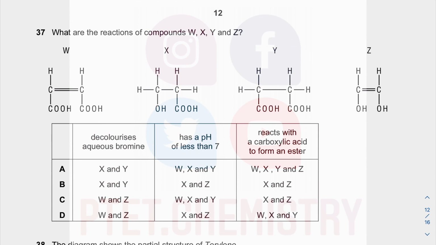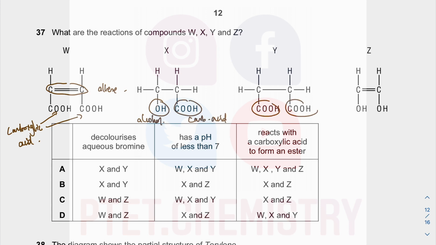Number 37. So what are the reactions of this compound? Here you have the alkene, but you also have carboxylic acid. Here you have alcohol. So identifying the functional groups is very, very important. Here you have carboxylic acid, and both of these are carboxylic acids. Here you have alkene. Here you have alcohols.